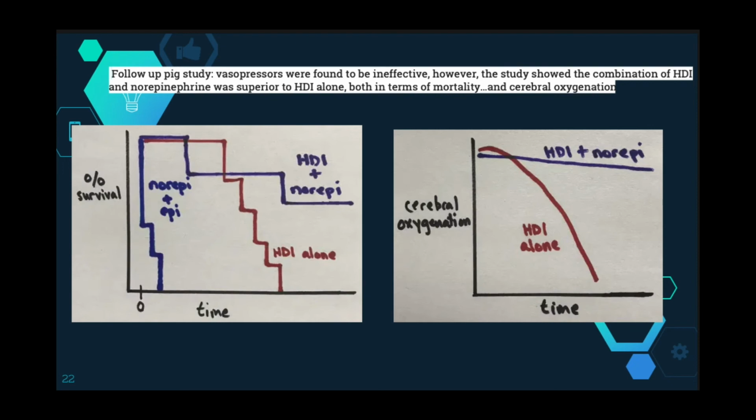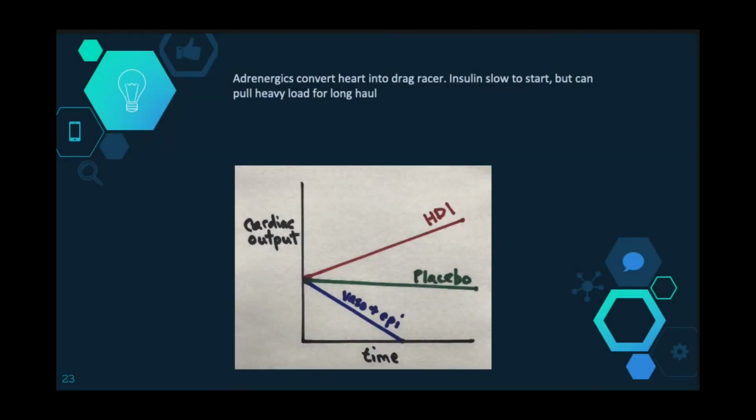It kind of makes sense in my mind if it's going to help boost the contractility of the heart. So the way they looked at it over time, and this time period is over days, is that the adrenergics that they gave, the epi or the norepi, kind of converts the heart into like a drag racer, ready to go, working fast quickly. But the insulin is slow to start and pulls the load for the long haul, more like a diesel engine.